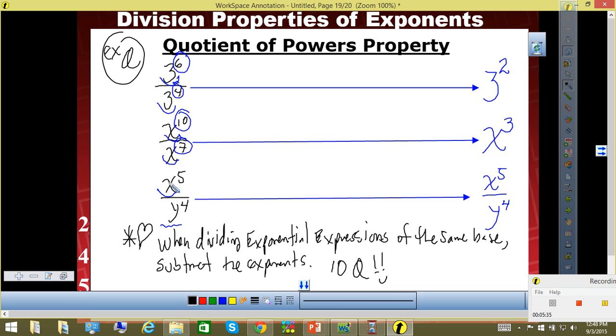And the reason I gave you the last example right here is so that you can see when they don't have the same base, what happens? It stays the same. Everybody see that? All right, so now, really quick, why does it work?